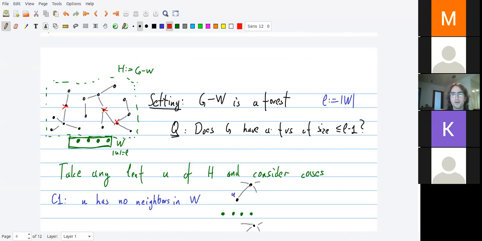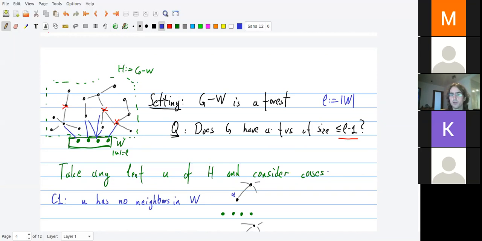Observe that it may make sense, of course, to remove vertices from H, because there might be some edges between W and H. These are the edges that I really do not understand at this point. And in order to break cycles that go through W and through the rest of the graph, I may need to remove some vertices from H.